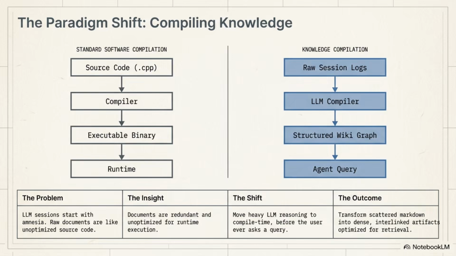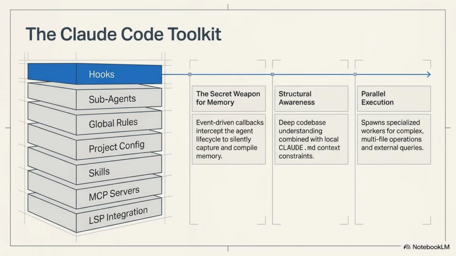Exactly. But applying this to a live coding assistant requires capturing context on the fly. We aren't compiling external internet articles here. We're compiling the agent's own internal interactions. Right. Exactly. So if Karpathy's architecture solves the theory of compiling data, I mean, capturing that live context while a developer is actually typing code is the next hurdle. Like, how do we snag those insights without interrupting the workflow?